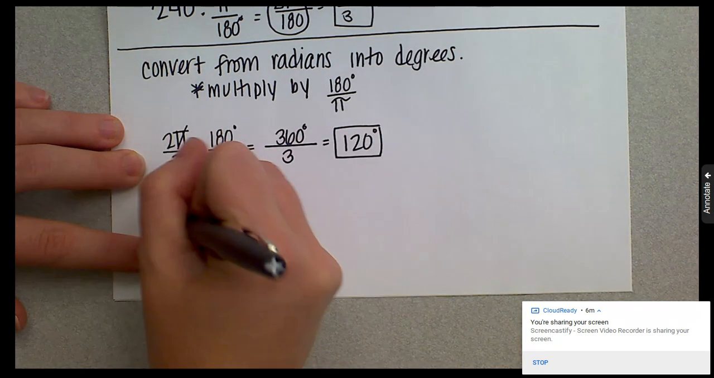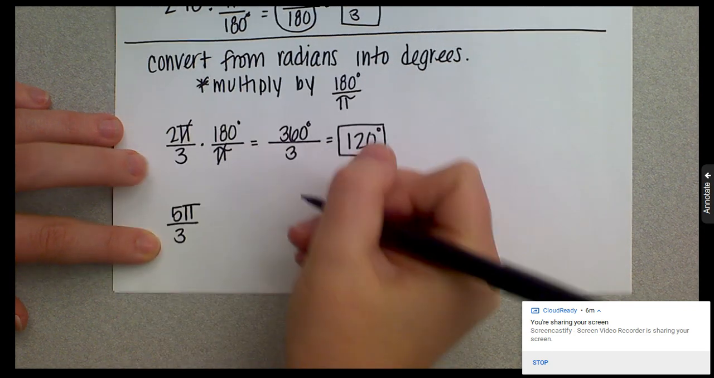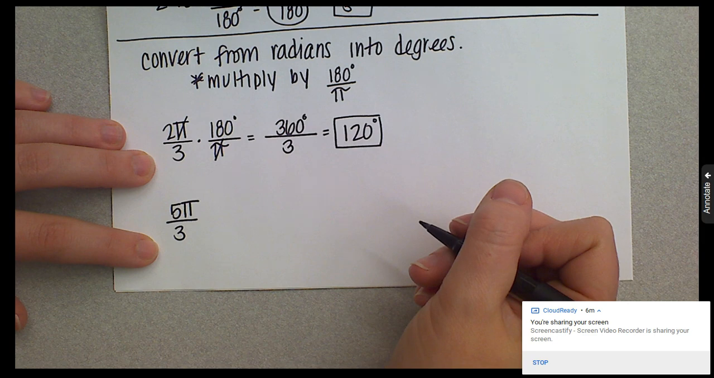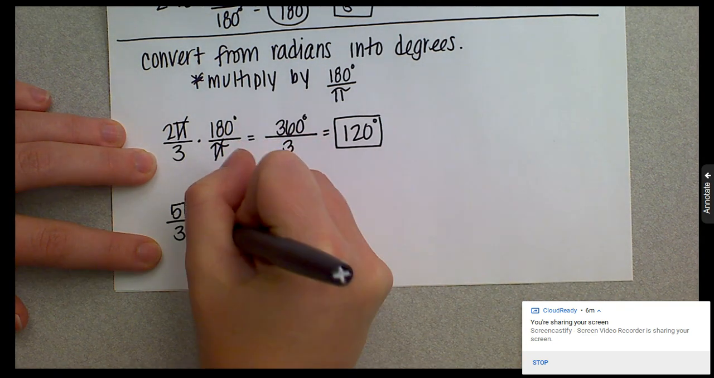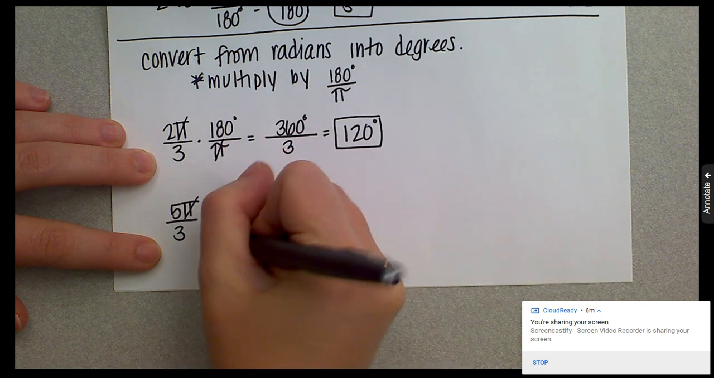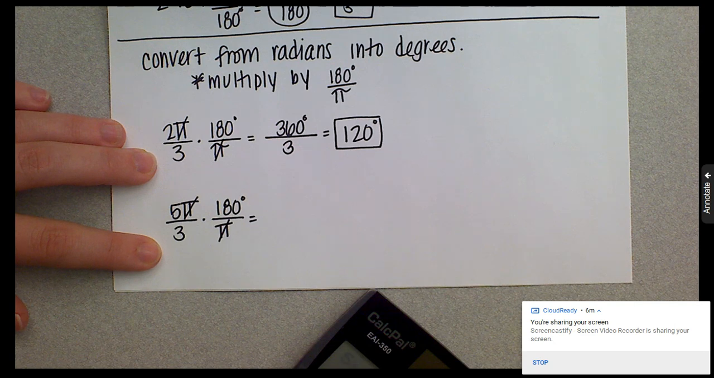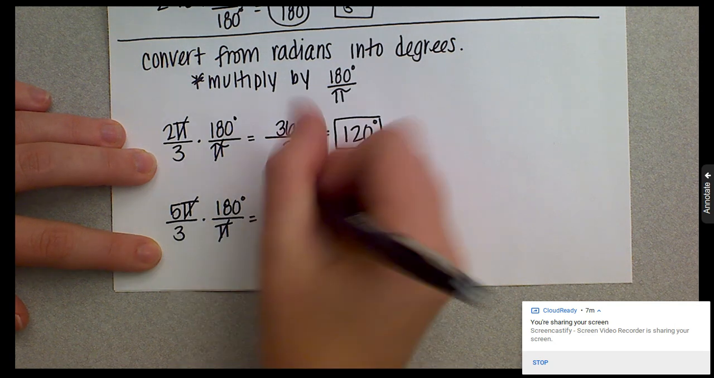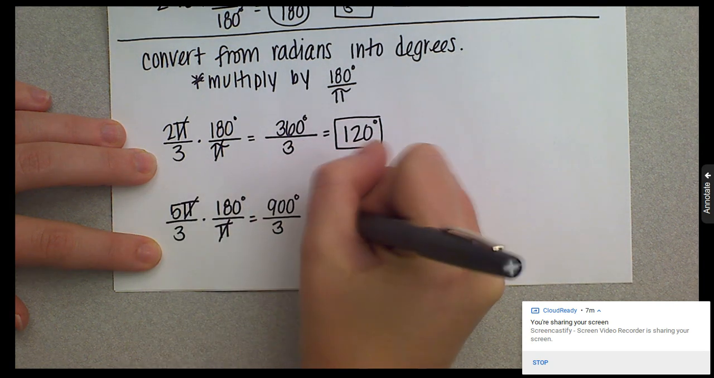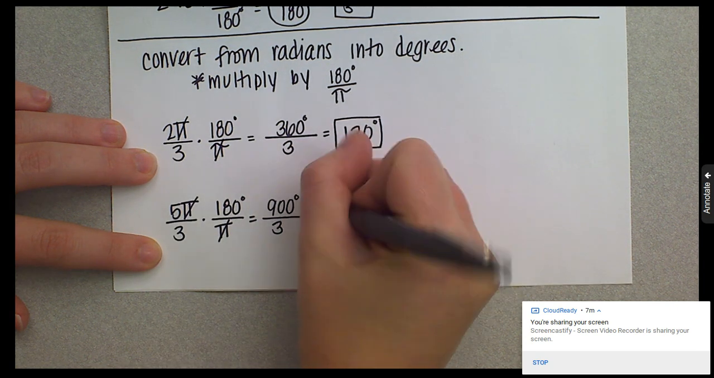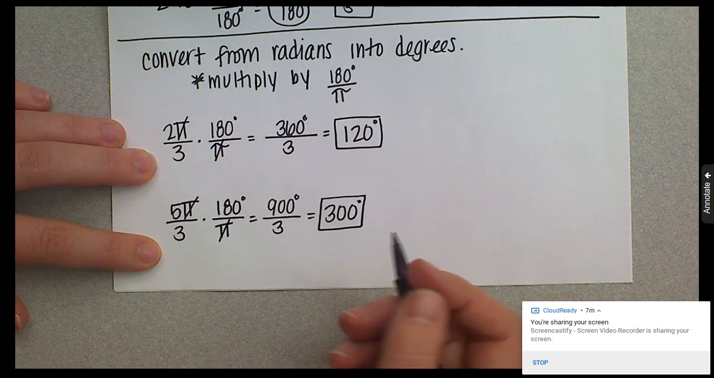Let's say I had 5 pi over 3. Once again, I have no clue. So I'm going to multiply it by 180 over pi. The pi's cancel. I grab my calculator because I have no clue. The numerator there, 5 times 180, is 900. We're going to divide that by 3. So my final answer in degrees would be 300. Please make sure there is a degree symbol with these answers, so that signifies that you did find a degree.